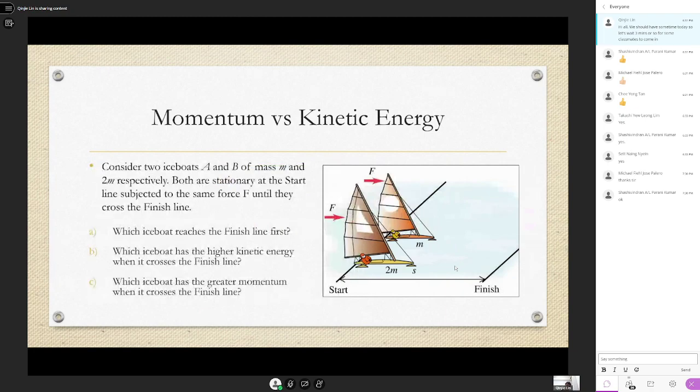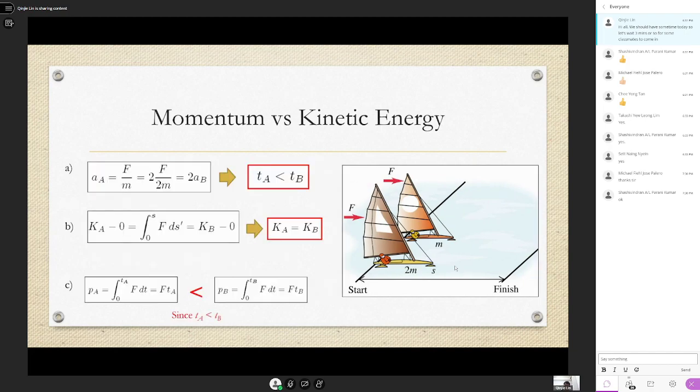Okay, part C. Which ice boat has the greater momentum when it crosses the finish line? Now we're talking about momentum. And remember, the change in momentum is given by the integral of F dt. Then integrate from 0 to TA, and the other one integrate from 0 to TB. 0 is at the start, and TB or TA is whatever time at the end, right?